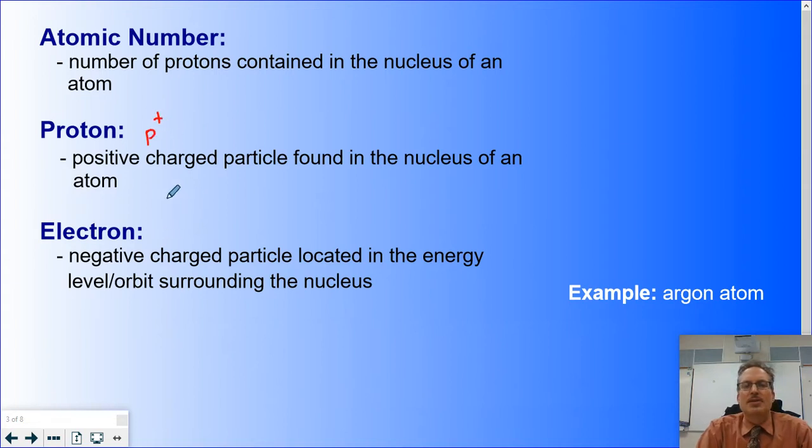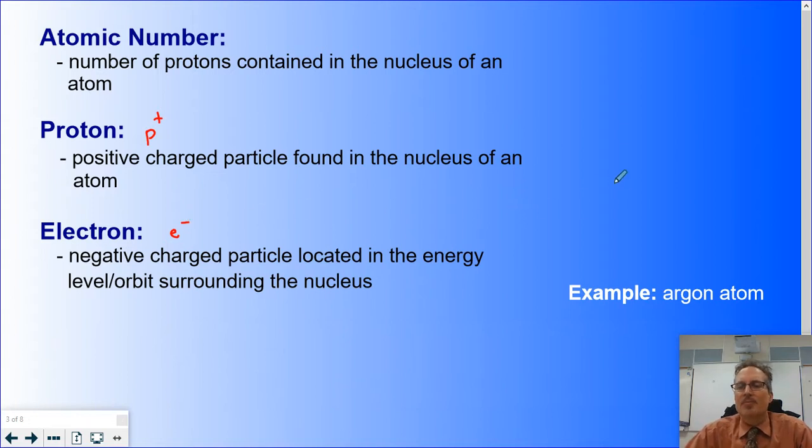Well, if protons are found in the nucleus of an atom, electrons are found in the space around an atom. These would be found in energy levels or orbits or shells surrounding the nucleus. They are negatively charged particles and they get the symbol e minus.